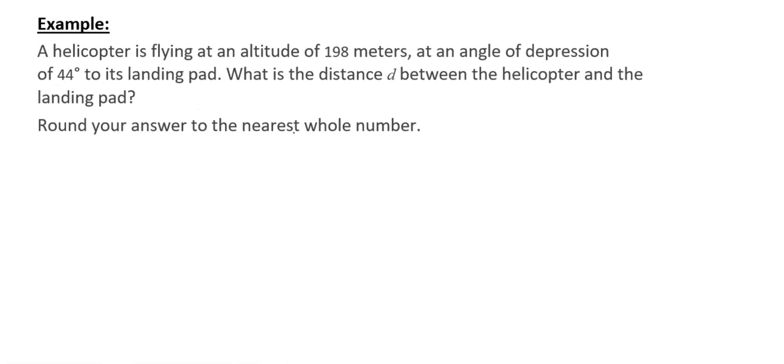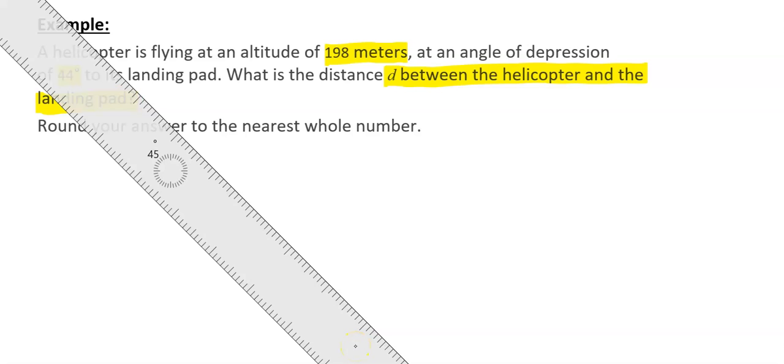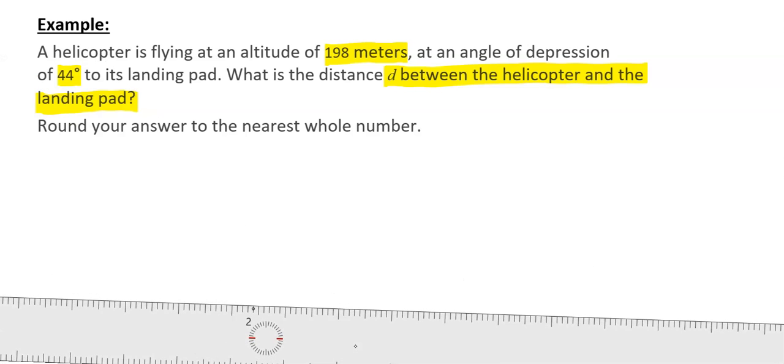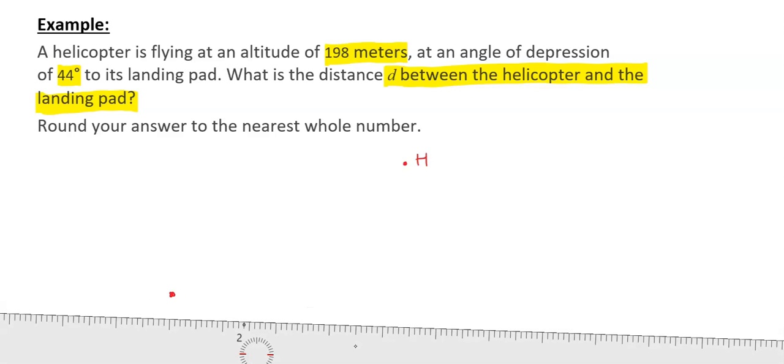So let's use an actual example to learn how to do these problems. So you'd often have a worded example, and we'd have to draw it from the words. So this one says a helicopter is flying at an altitude of 198 meters, at an angle of depression of 44 degrees to the landing pad. What is the distance between the helicopter and the landing pad? So let's draw it. So we've got point H up here, and we've got point L down here.